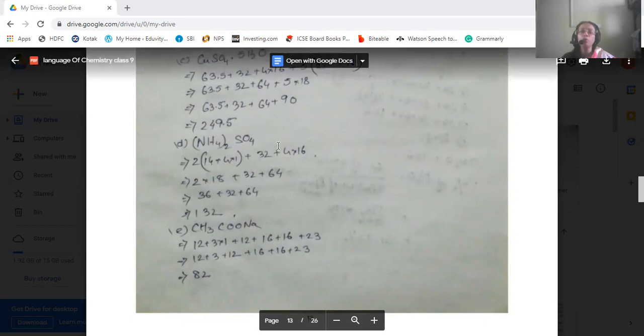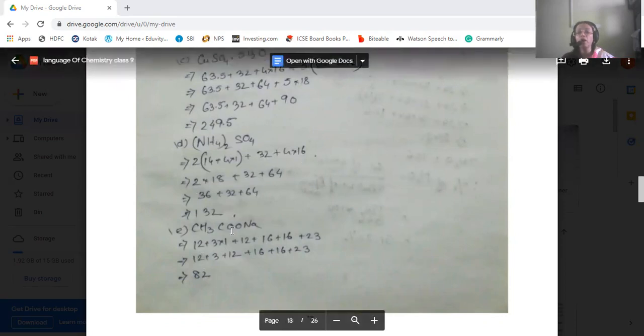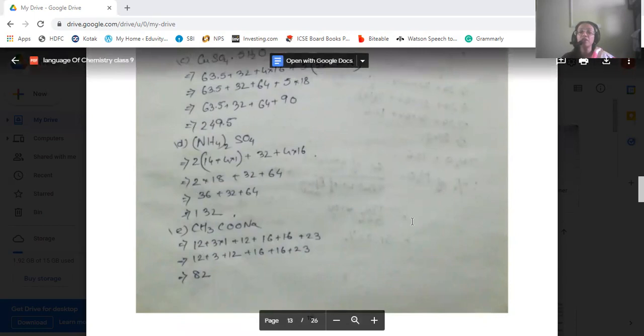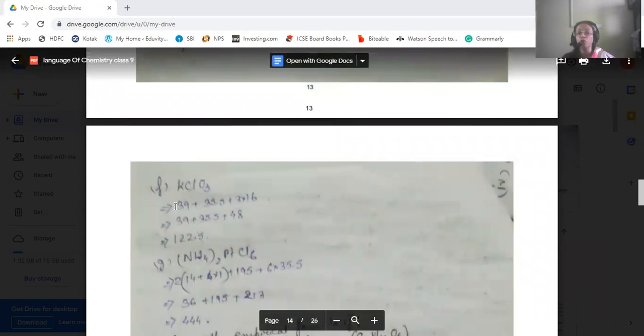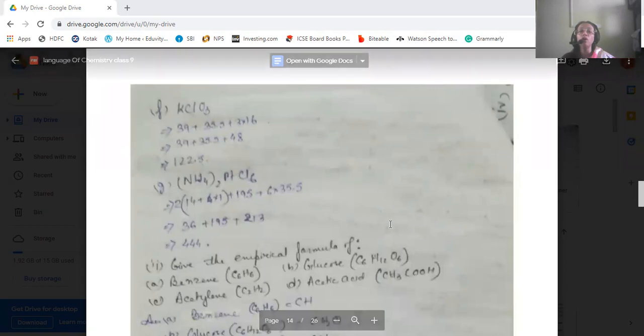Then (NH4)2SO4: 2 into (14 plus 4 into 1), then sulfur 32, 4 into 16, that makes 132. Then CH3COONa: carbon 12, 3 into 1, carbon 12, oxygen 16, again oxygen 16, and 23 is sodium. That makes 82. Next is KClO3: 39 for potassium, chlorine 35.5, and oxygen 3 into 16. That makes 122.5.